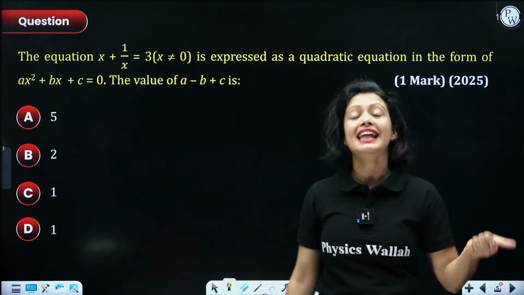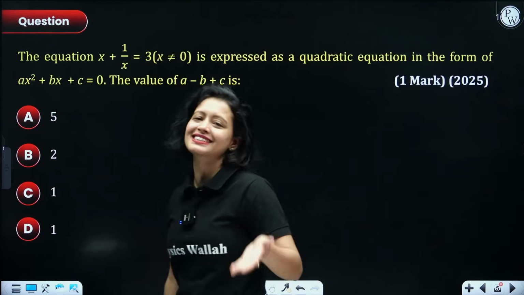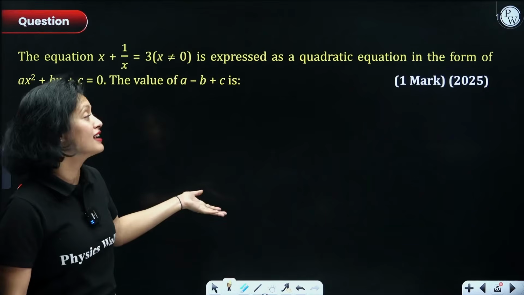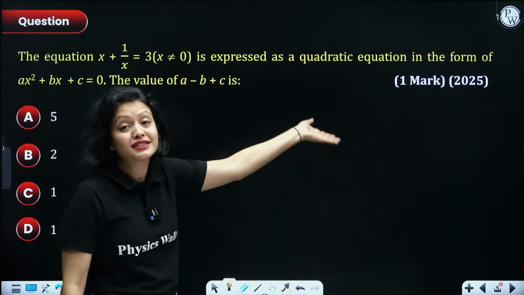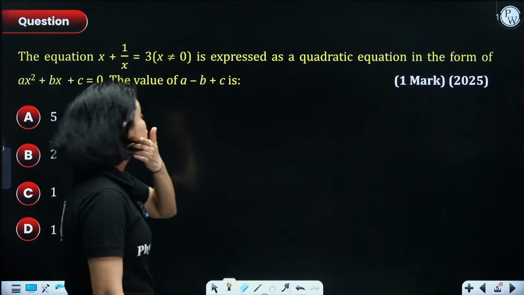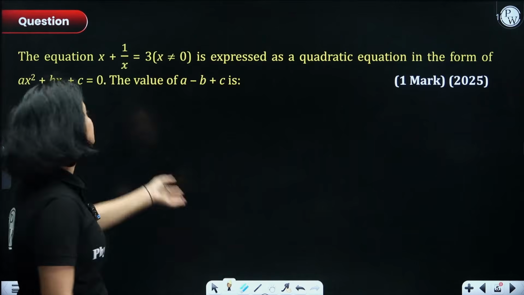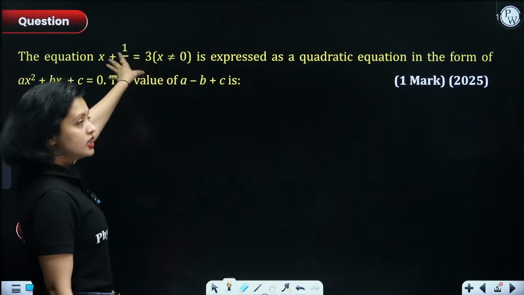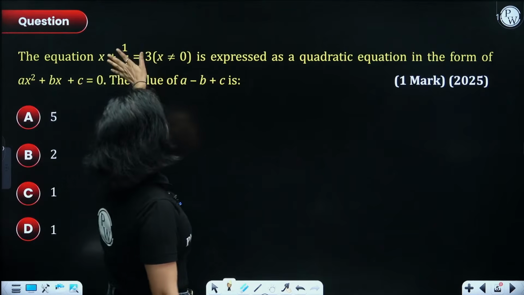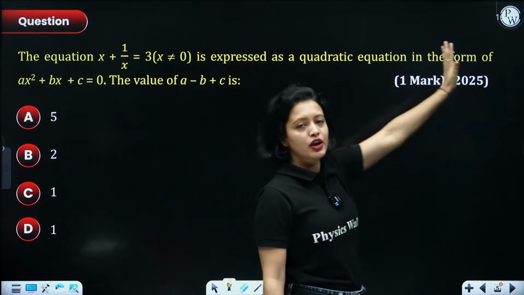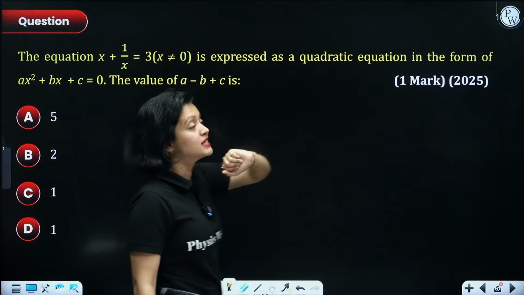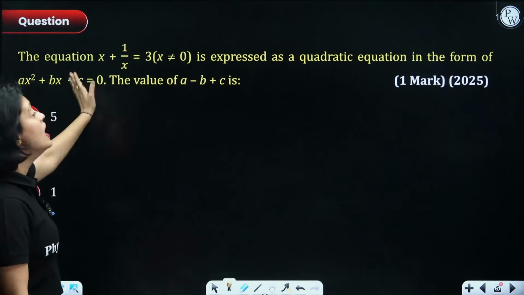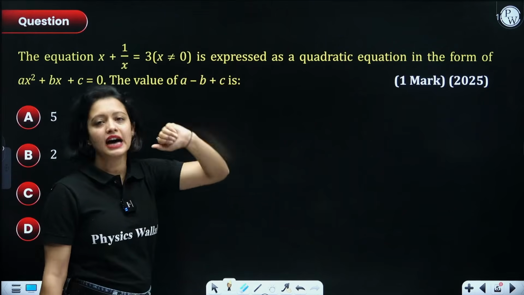So with that, let's see another type of question that is again asked in board exams. And in fact, this one was asked just last year, right? And this question is directly related to standard form, guys. Your equation is given here. You can see the equation, right? And this is expressed as a quadratic equation in the form ax square plus bx plus c is equal to 0. The value of a minus b plus c is asked.